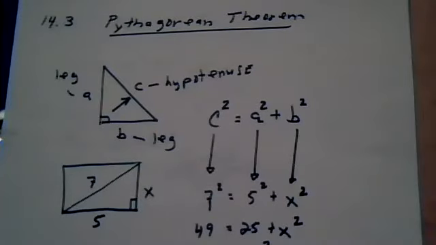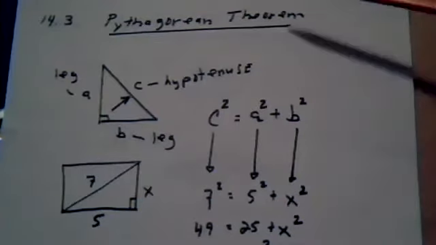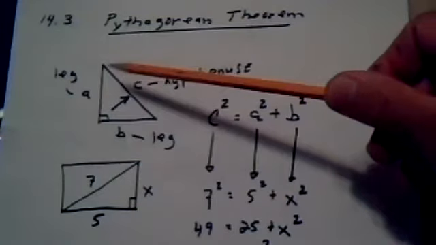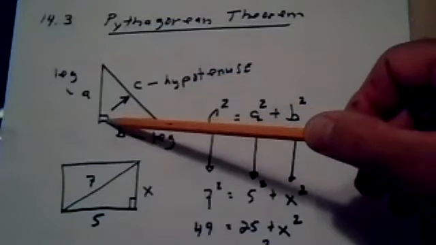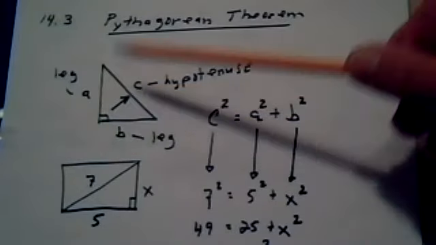This is the Pythagorean theorem, and the Pythagorean theorem has to do with right triangles. Notice we have the 90-degree angle here. So that makes this a right triangle. This is the formula for the Pythagorean theorem.